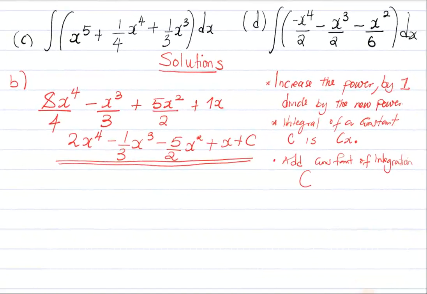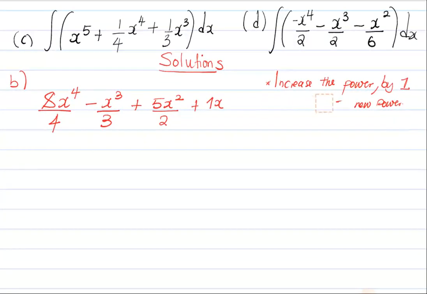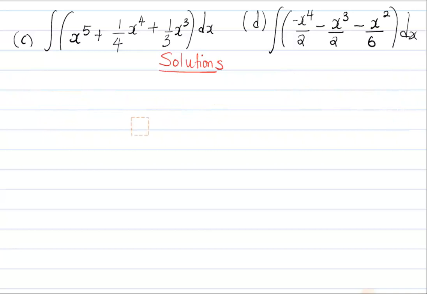Okay, so let's go to another question, which is C here. Can I just erase this, since now we know the procedures. We are now on C. So x to the power 5, we add 1, becomes x to the power 6 over 6. So we have plus 1 over 4. You keep this one the way it is. It's just a constant, so you keep it. You focus on the variable. The variable is x to the power 4, so that one should be x to the power 5 over 5.